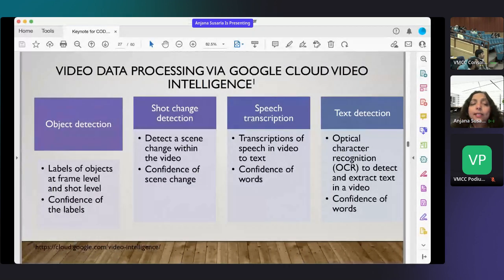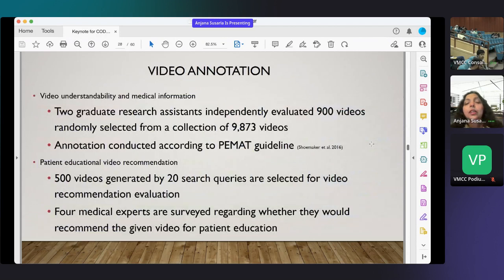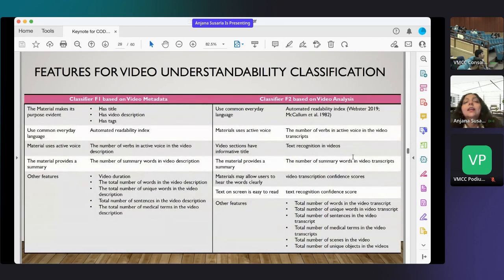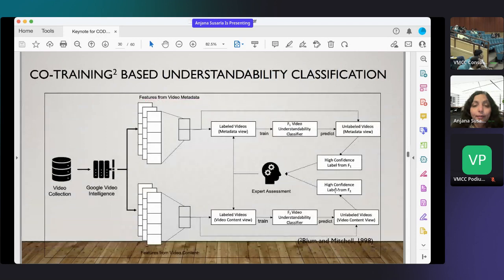For the video data processing, we use object detection methods, shot change detection, speech transcription, and text detection. All these are different methods we use. Videos are annotated independently by a number of graduate research assistants using these PMAT guidelines. So our co-training approach considers the patient education guidelines operationalized. We use the annotated data and built this co-training based classifier.